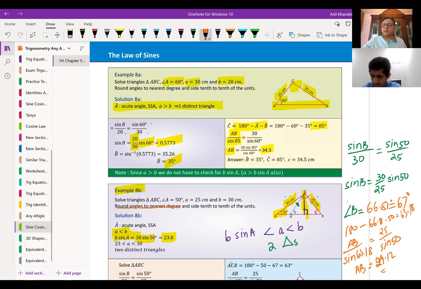So this is smaller than that. That's the correct answer. 29.12, round to one decimal place, 29.1, since sides are to the tenth of a unit. So you get 29.1 as your AB. Now, this is the big triangle. Since you know it's an ambiguous case, can you tell me what is the other angle at B dash?